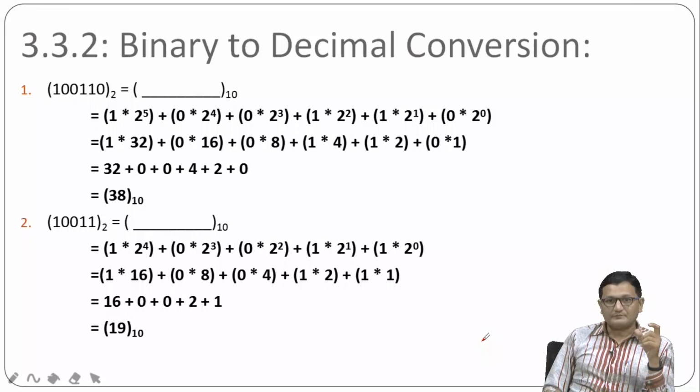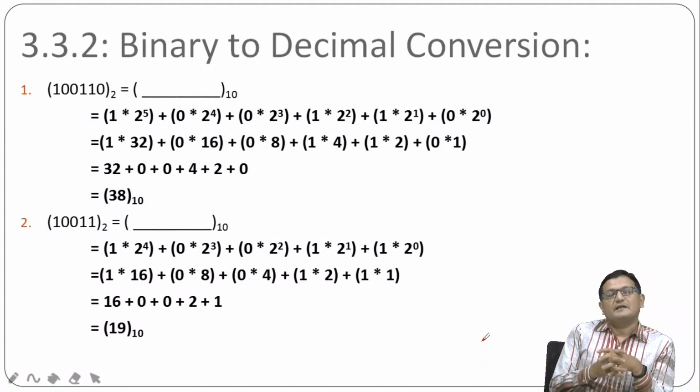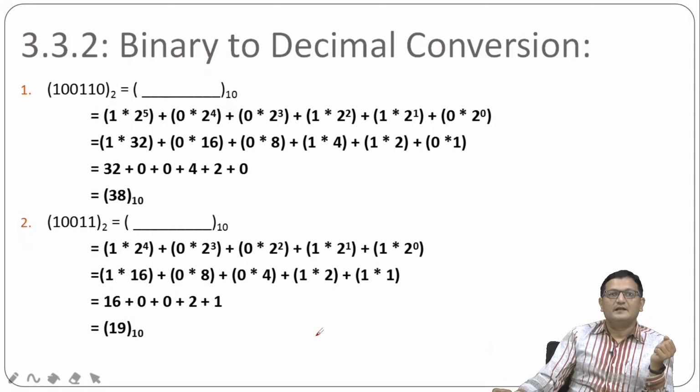Now, suppose someone says this is the binary which is given to you, and you convert it into decimal. So here, what we need to do is, this is the binary which is supposedly given.